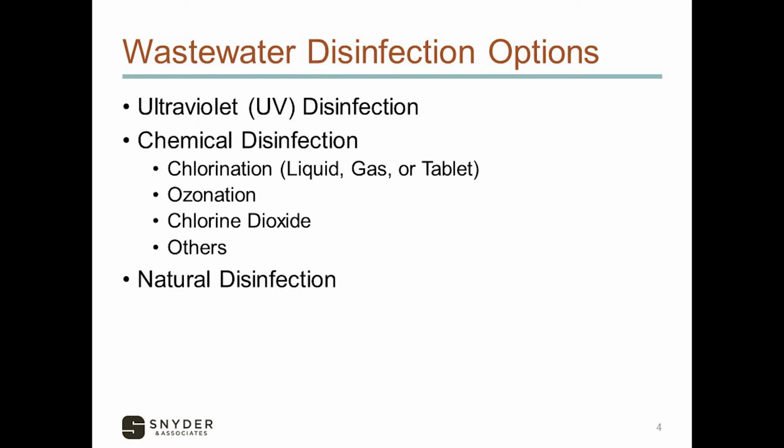Let's start off by talking about what is really available. Well, first, we have UV disinfection systems that are worldwide and are very well proven these days. We have chemical disinfection, which many of you are probably very familiar with. It includes liquid chlorination, gas chlorination, and even tablet chlorine. We have ozone, which is relatively rare, and we have chlorine dioxide, which is also relatively rare.